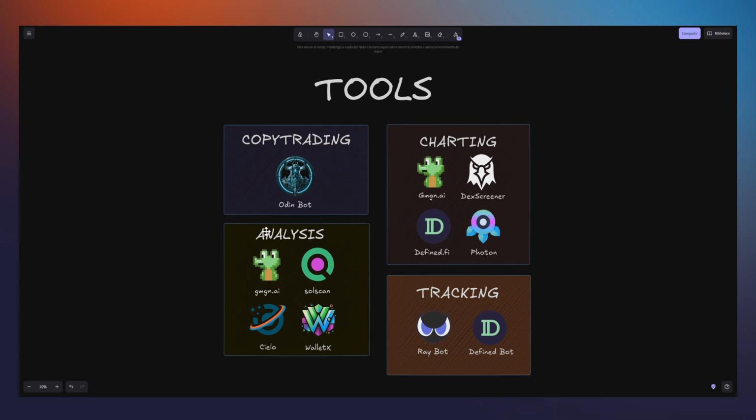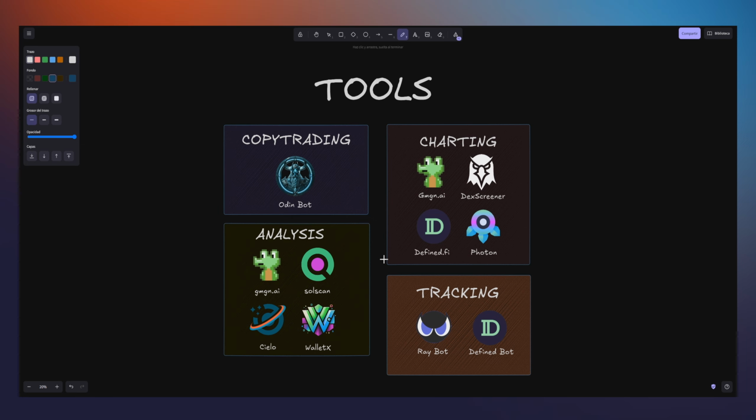For analysis, especially for wallets, we're going to again be using GMGN since it has built-in features for both tokens and wallets. And by the way, you already have a complete tutorial on how to use GMGN on the channel, but we're going to be going much more in depth in the upcoming videos. We're going to be using SolScan, which is the most famous block explorer for the Solana blockchain. We're going to be using Cielo Finance, which is another tool for wallet analysis, and Wallet X.